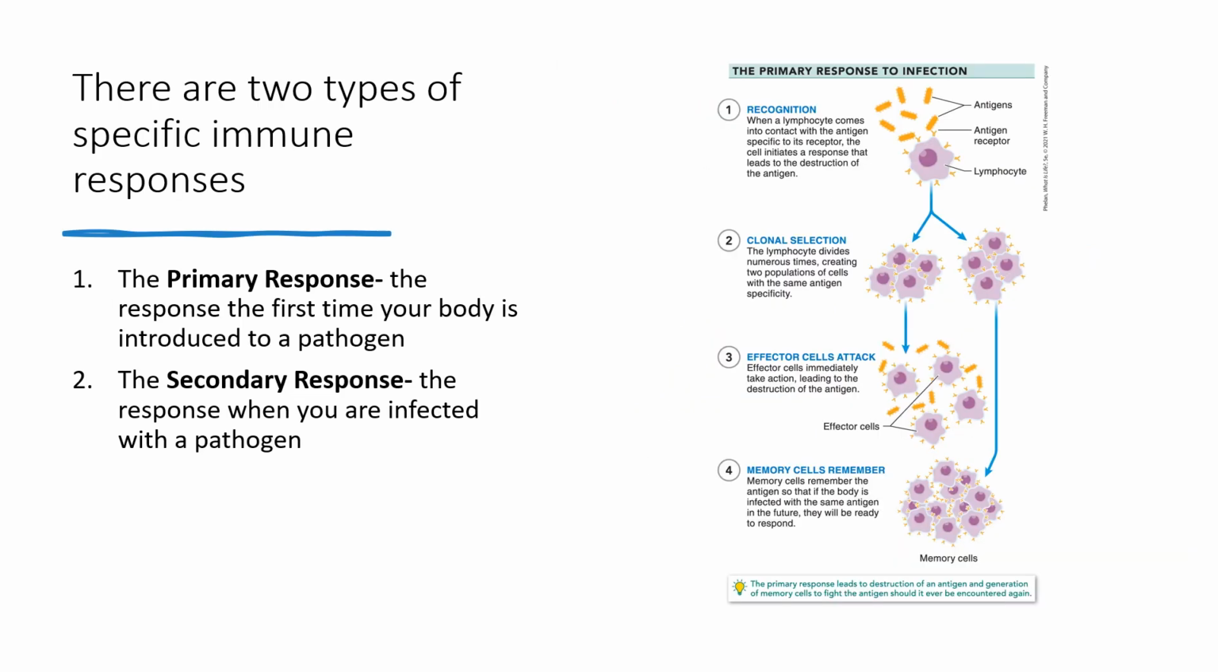The specific immune system can launch two types of attacks, depending on whether it has encountered that pathogen before. The first time you are infected with a pathogen, your body launches a primary response. When you are reinfected, it launches a secondary response.